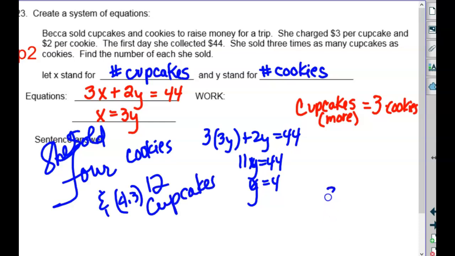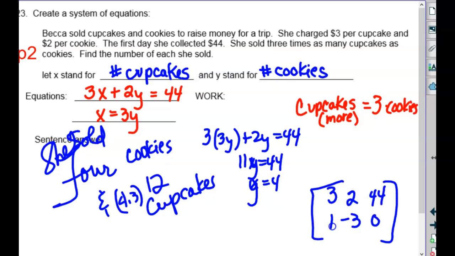I could have used a matrix, 3, 2, 44, 1, negative 3, 0, and done RREF. And it would have said 1, 0, cupcakes was 12, and then 0, 1, 4. It would have been like that. Questions? 4 cookies, which was Y, and 12 cupcakes, which is X, on mine.